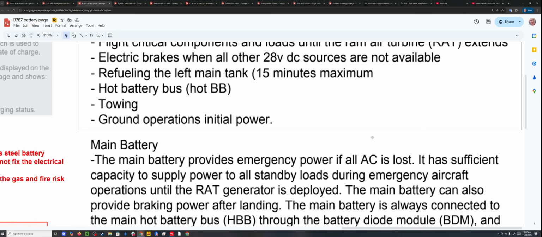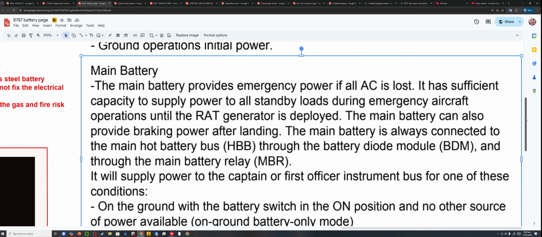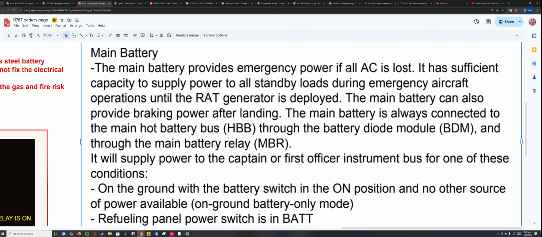Further down, this is the next extract from the same page of that document. The main battery provides emergency power if all alternating current is lost. Okay, batteries are direct current, DC. So what they're saying here is that it provides emergency power if the source of that DC, the rectifiers, lose their alternating current input, and that's the engines spooling down. Okay, so when the engines have spooled down, the battery would take care of the required DC power until either the engines come back or the RAT deploys. It has sufficient capacity to supply power to all the standby loads during emergency aircraft operations until the RAT generator is deployed.